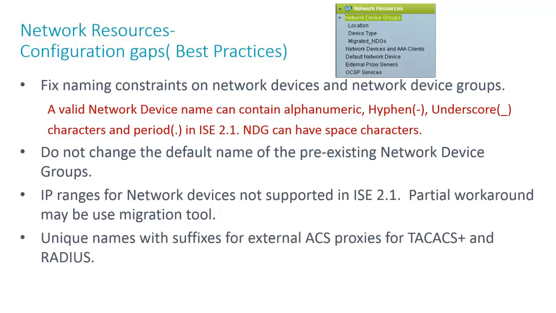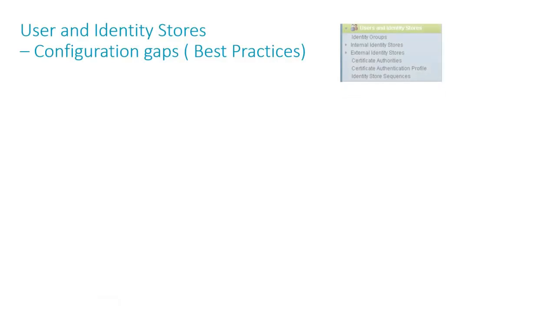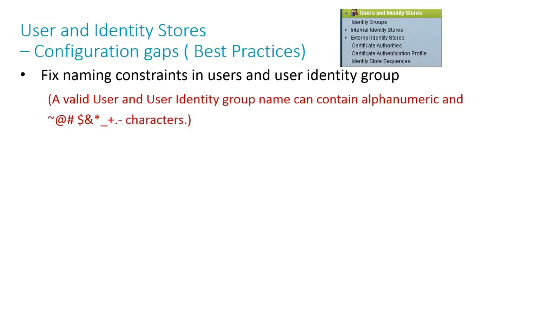All this information is available in the How to Migrate guide, Doc 65714. Next we will talk about user and identity groups. As I mentioned earlier, ISE has stringent naming constraints, so please make sure your users and user identity groups do not have other special characters not mentioned here.